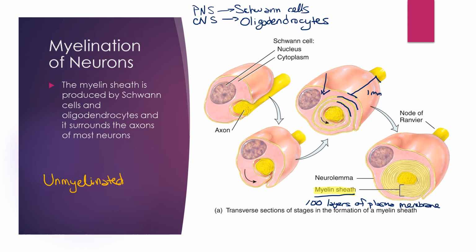So those are going to be the inner layers. And now this outer layer, this nucleated cytoplasmic layer, the layer containing the nucleus and most of the cytoplasm of the Schwann cell, this is going to be called the neurolema. This is the outer layer. Now this neurolema is found only around the axons of the peripheral nervous system, and this is going to be the specific part that aids in regeneration of injured axons.